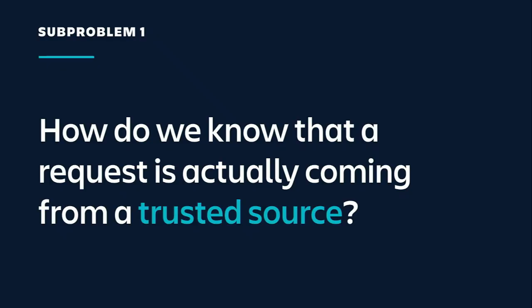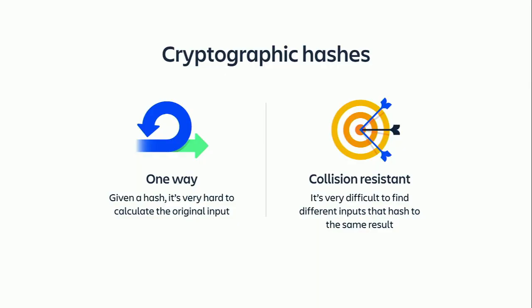So our first subproblem. We've decided to use JWTs, but how do we know that it's coming from a trusted source? First, let's talk about cryptographic hashes. So they're kind of like normal hashes, but better. There are many properties of hashes that make them useful. They're also sometimes known as one-way functions. Given a hash, it should be very difficult to find the original input.